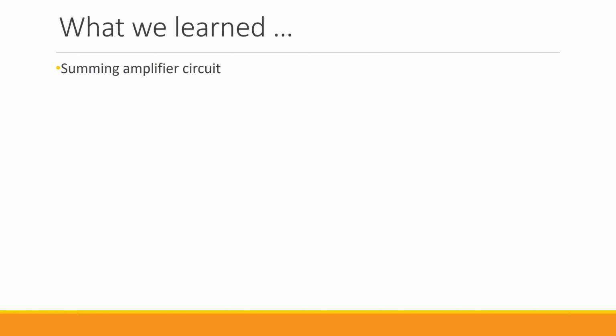In this video, we went over the summing amplifier circuit and analyzed how we can come up with the equation that shows the relationship between the output and the inputs of the circuit.